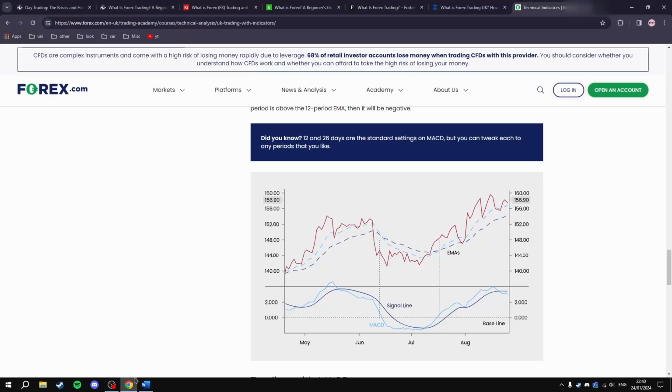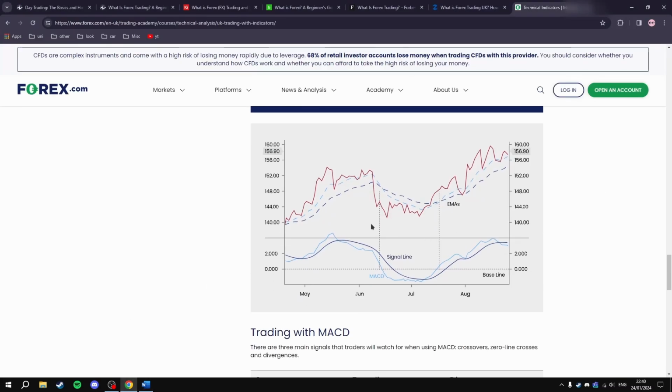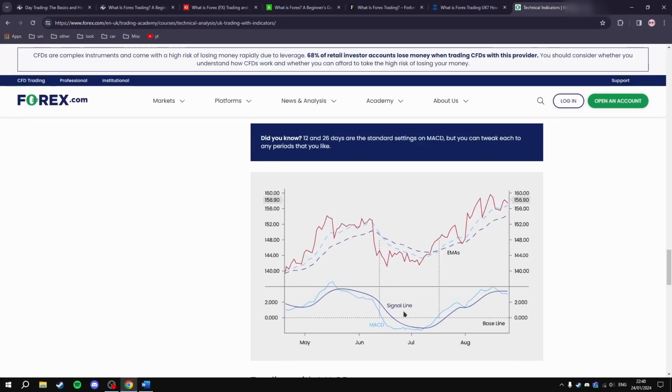And then we got to the graph bit here, and the signal line is the dark blue line, and the baseline is that dotted line. The MACD is the light blue line, and we can see both here that they're the exponential moving averages for the corresponding ones.